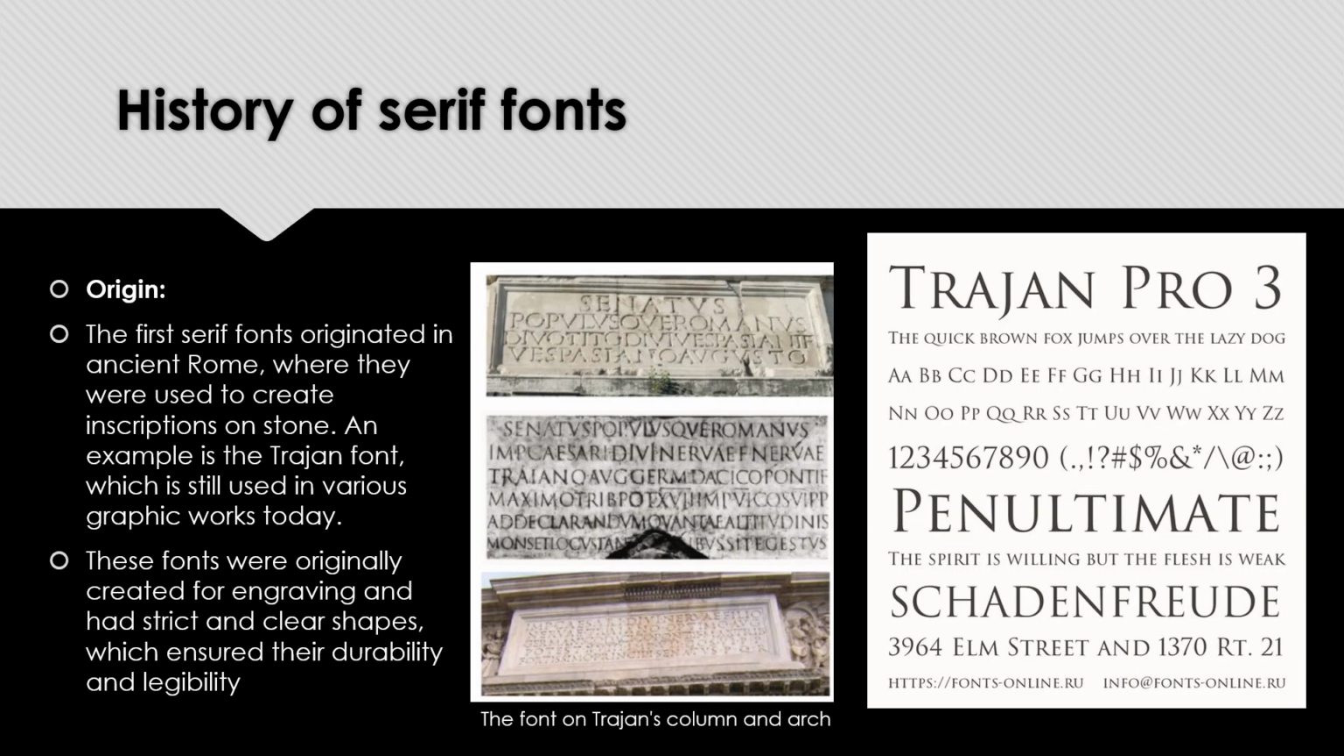History of serif fonts. Origin. The first serif fonts originated in ancient Rome, where they were used to create inscriptions on stone. An example is the Trajan font, which is still used in various graphic works today. These fonts were originally created for engraving and had strict and clear shapes, which ensured their durability and legibility.